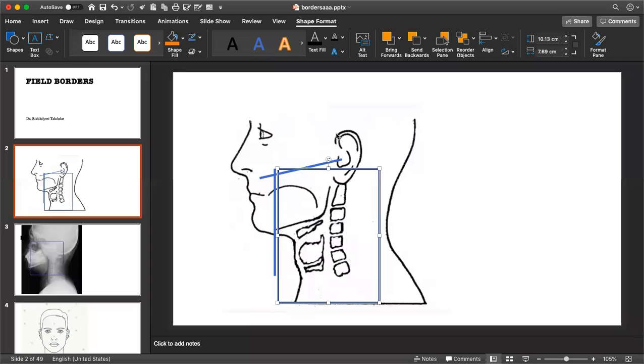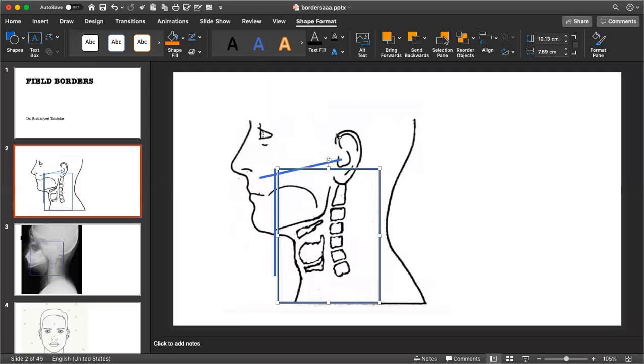We have seen that recurrences occur above the level of where we have irradiated. So that is the level 7B and the retrostyloid nodes. That's why we have started a practice to extend the level 2 nodes up to the base of skull whenever we are drawing. So we just keep on drawing level 2 until we reach the base of skull, and that would roughly correspond to the retrostyloid region.